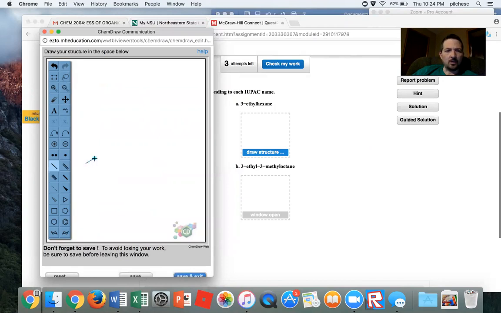Okay, so 1, 2, 3, 4, 5, 6, 7, and 8. So 1, 2, 3, 4, 5, 6, 7, 8. Okay, so at 3 I have an ethyl group, so I count over 1, 2, 3. So an ethyl is 2 carbons. And so when I do this, I make sure that the atom on the end of the bond is highlighted when I draw away from it, 3-methyl. So I can also put a methyl group there.